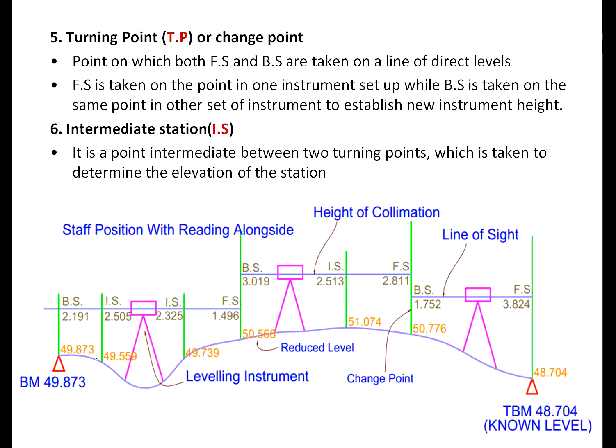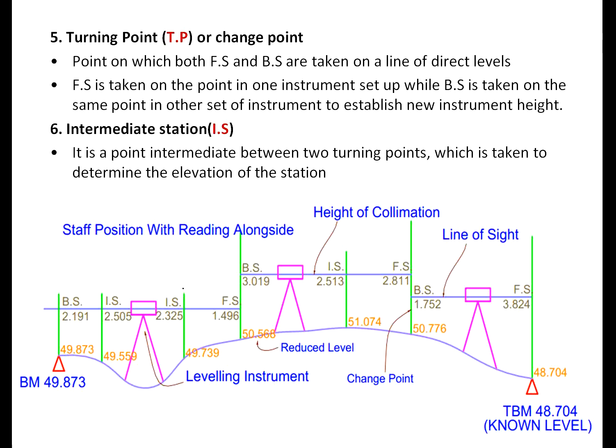In that case, you can see this figure. For the first instrument station, you can see some more staff readings are taken between this back sight and foresight readings. That means the first and last reading in an instrument setup.